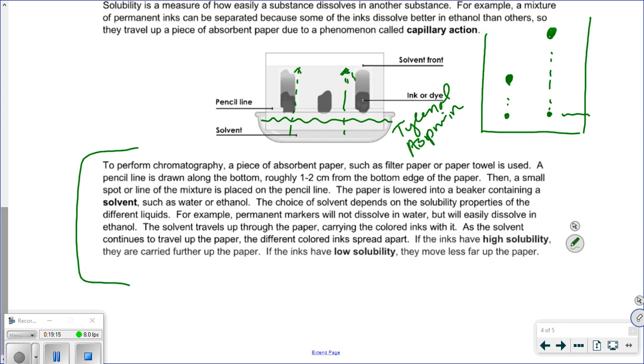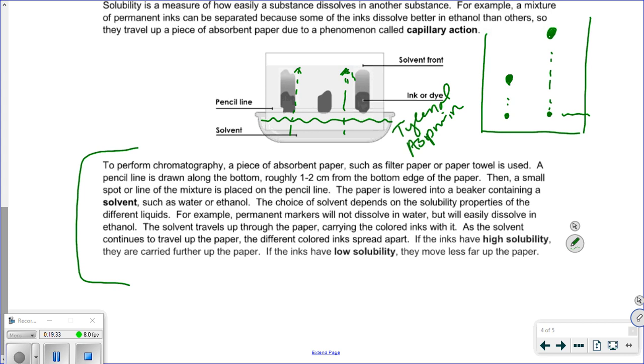Just like if you stick a paper towel in a little bit of water, the rest of the paper towel will absorb it and kind of moves up. Same thing. All right, as the solvent continues to go up the paper, the different colored inks spread apart. If the inks have high solubility, they're carried further up the paper. If they have low, they don't move as far.